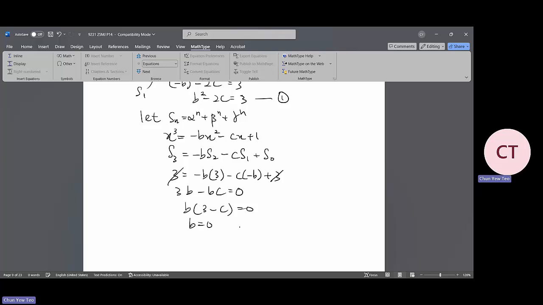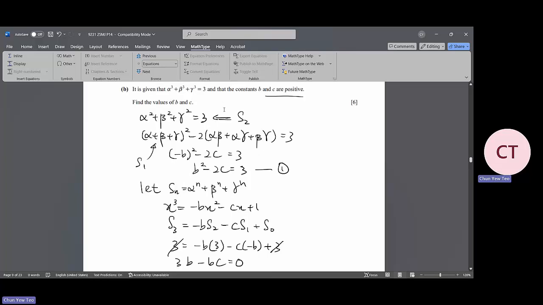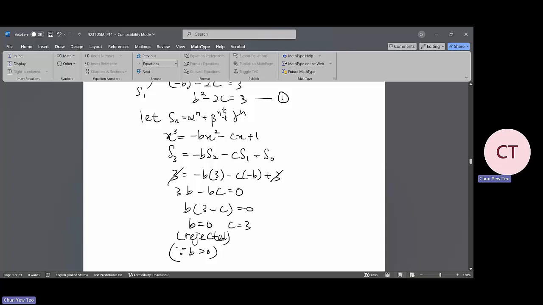B equal to 0 or C is equal to 3. This one is rejected because B is positive. The question mentioned that B is positive. Okay, so we have found the C.